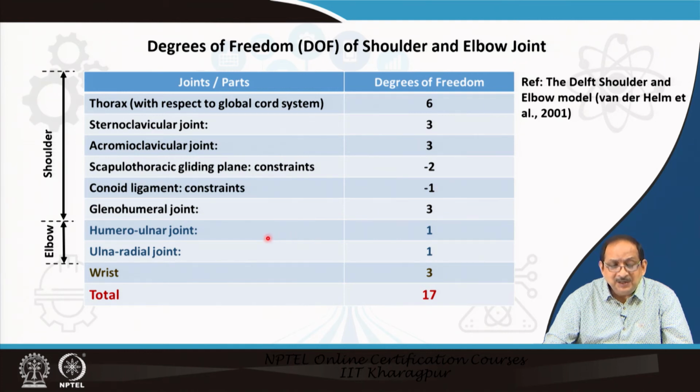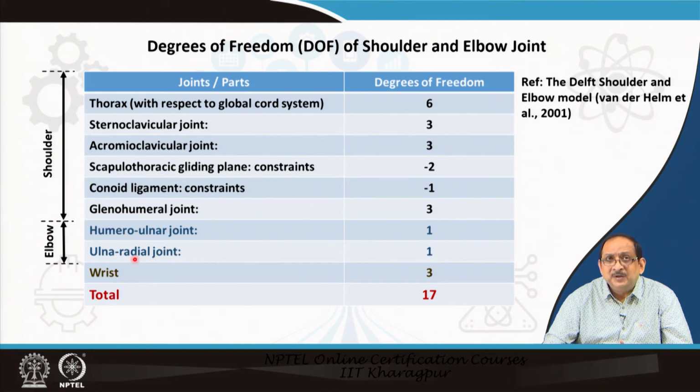As discussed earlier, the humero-ulnar joint has 1 degree of freedom, 1 rotation, and the ulnar-radial joint also has 1 rotation, 1 degree of freedom. The wrist has 3 degrees of freedom. So, in total we have 17 degrees of freedom when we consider the thorax, the shoulder joint and the elbow joint.